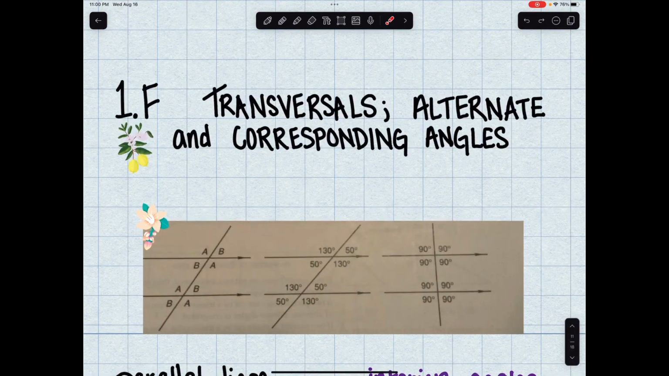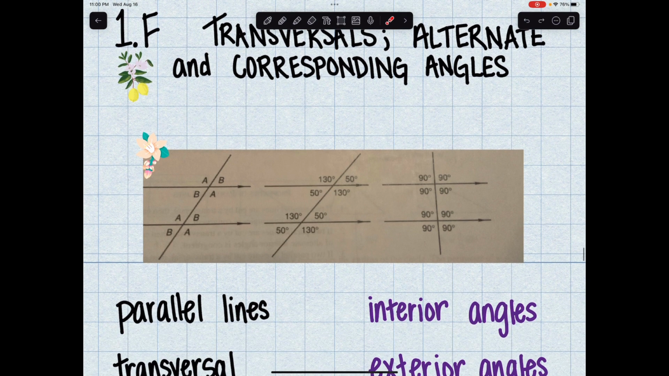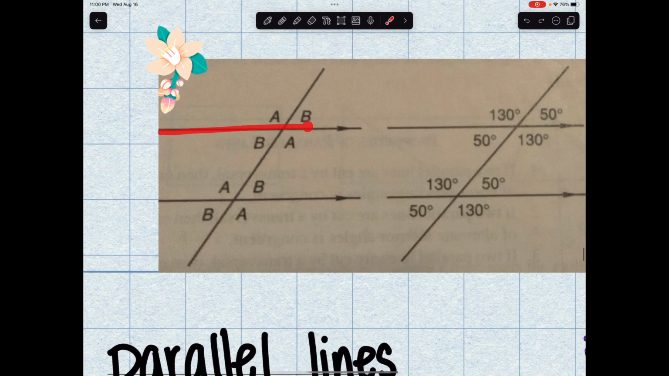Now, let's do angles. Okay, this part is super fun. I love this part because it's so satisfying when you know all of these angles. Let's say you've got two parallel lines. Here's a line, here's another parallel line.